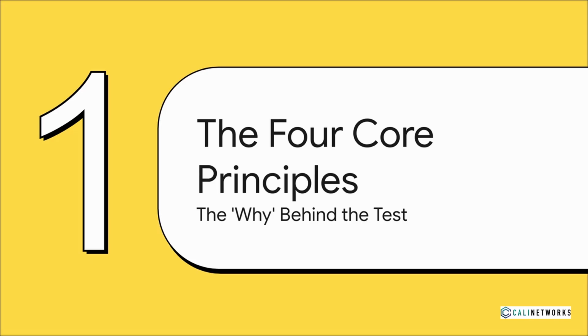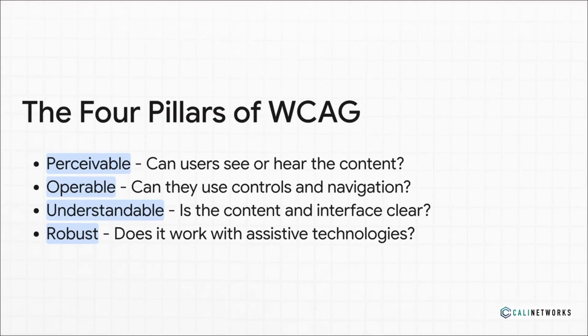So before we get into the nitty-gritty of how to test, we've got to understand the why. Everything, and I mean everything, in web accessibility is built on 4 core principles. They're the foundation for every single test we're about to talk about. And here they are. These are the 4 pillars from the Web Content Accessibility Guidelines, or WCAG for short. Is your site perceivable, meaning can users actually see or hear the content? Is it operable? Can they use the buttons and the navigation? Is it understandable? Is everything clear and not confusing? And is it robust? Does it work with assistive tech, not just today but in the future? Every test we do is basically trying to answer these 4 questions.